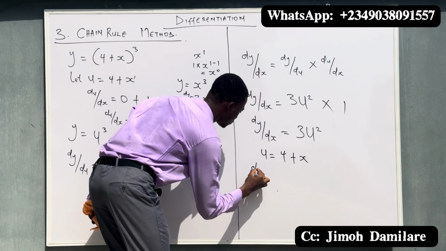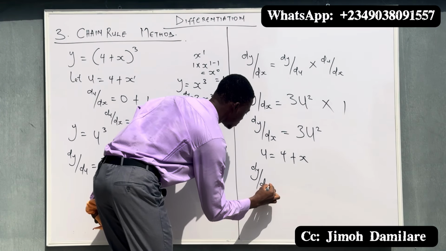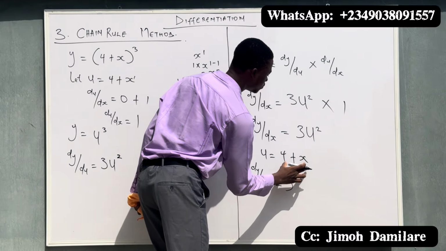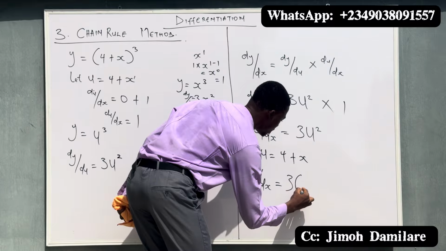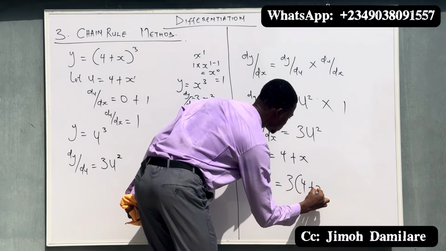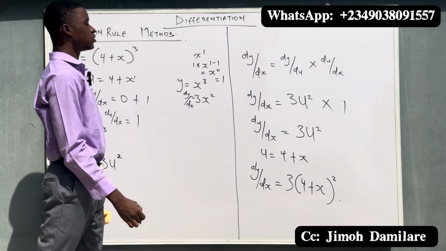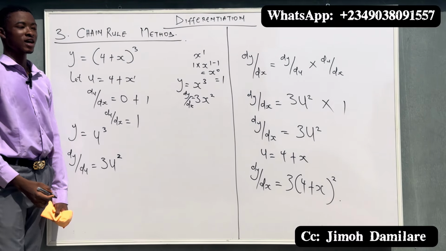So our dy over dx will be given as what? 3. So anywhere we see u, we just put what? 4 plus x. So we have 3 open bracket 4 plus x raised to power 2. So this is how we solve questions of this type.